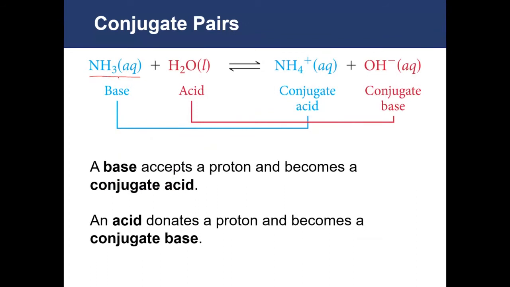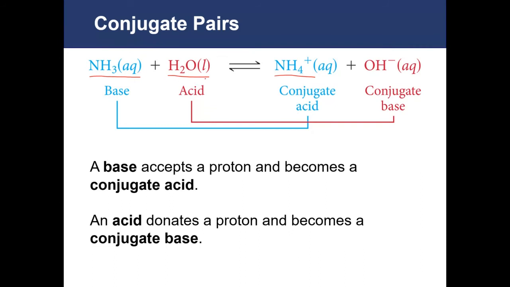It's going to act as a base by picking up a hydrogen from water, which will act as an acid. So on the reactant side, the nitrogen is going to be picking up a proton. It will be accepting a proton, coming over here to form the ammonium. So the base on the reactant side is paired with the conjugate acid. The difference between the two is just that the conjugate acid has one more hydrogen than the conjugate base does.